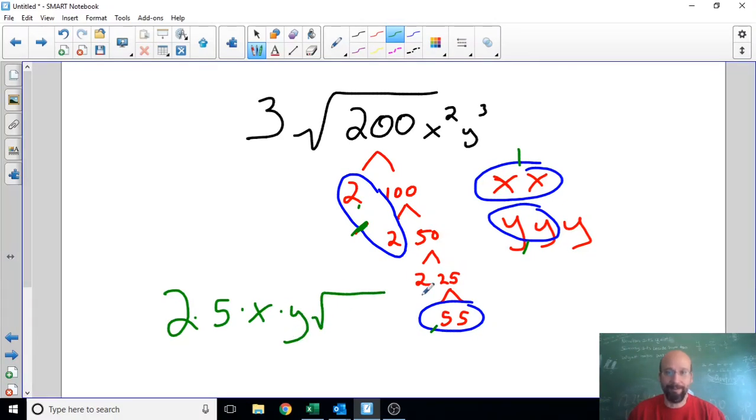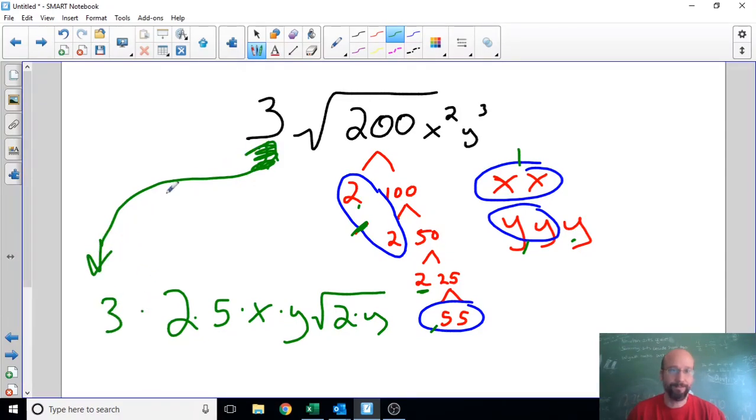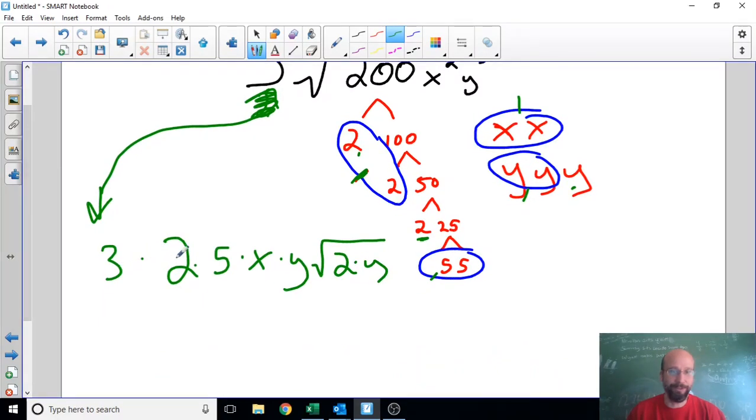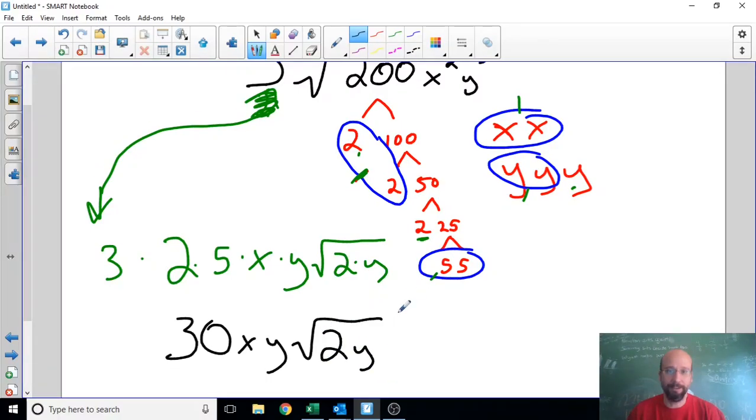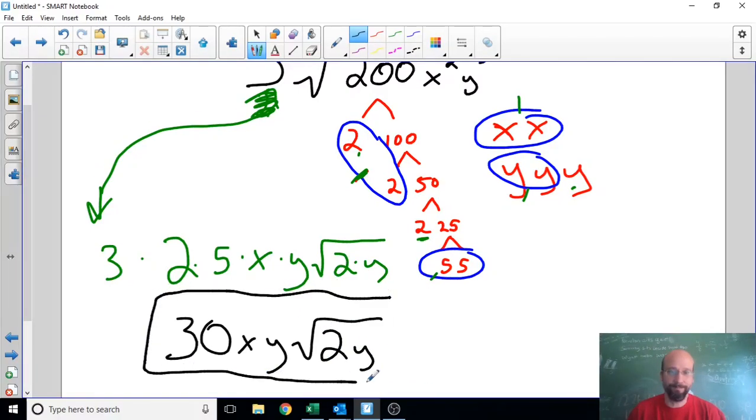On the inside, all I have left over is this 2 all by itself, and this y all by itself. This is multiplication, but again, don't forget on this one, I put in a 3 up here. So that means you've got to take this 3 and also bring it to whatever you have on the outside. So I'm going to have this 3 here. So now I can do this multiplication. 3 times 2 times 5 is 30. x, y, and then 2 times y is 2y. So this would be my final answer.